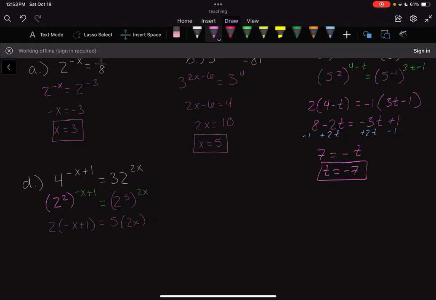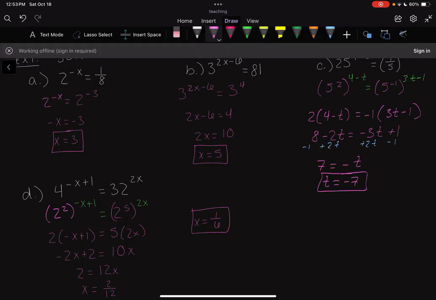And I will go ahead and distribute and everything. So this is negative 2x plus 2 equals 10x. Combine like terms, I get 2 equals 12x. So x equals 2 over 12. So x equals 1 over 6, fully simplified. So those are some examples of getting the base to be the same.